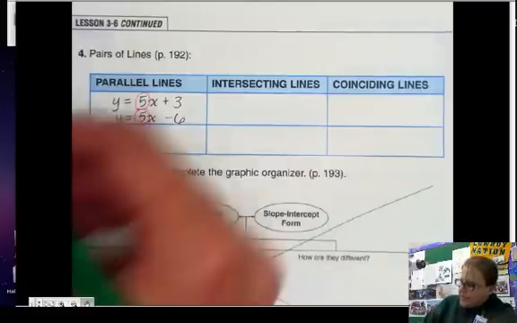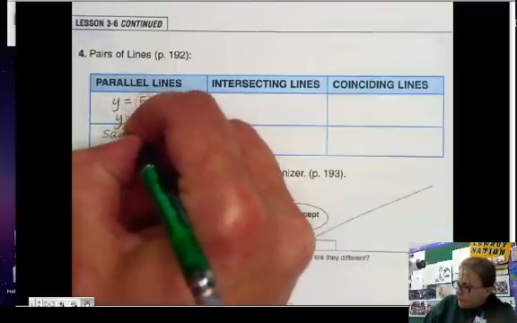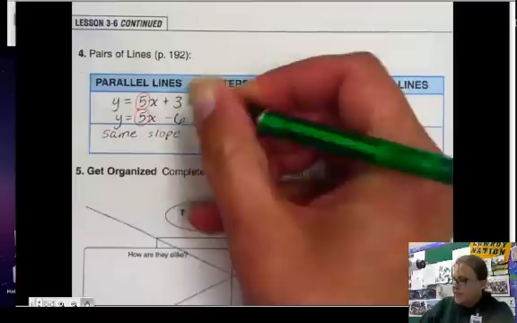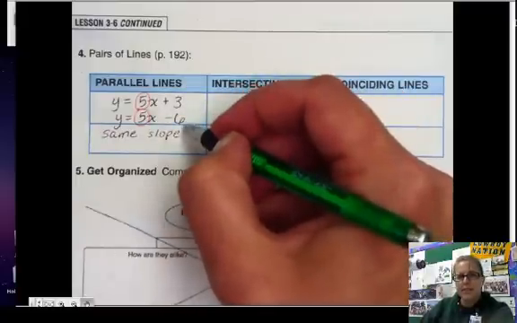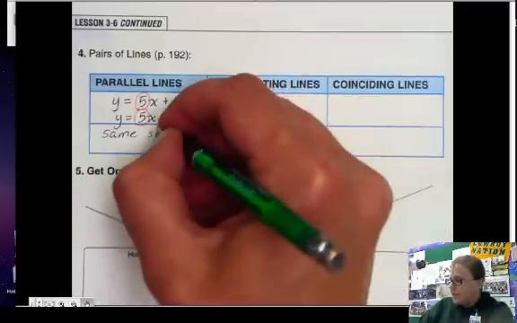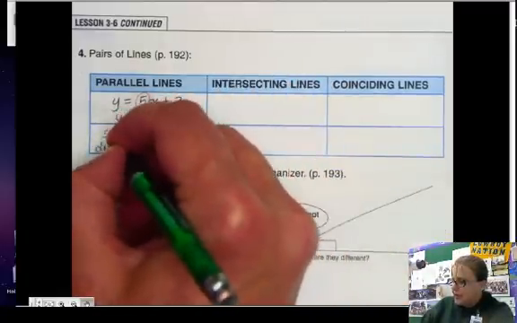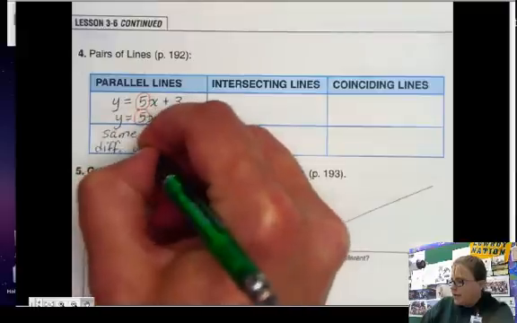So we have the same slope, but notice their y-intercepts are different. That's because they're different lines. So same slope, but different y-intercepts.